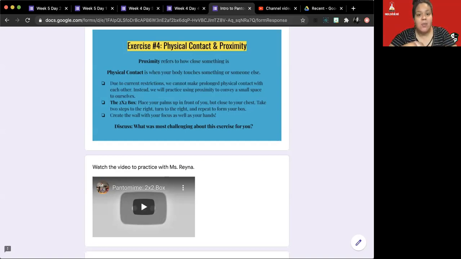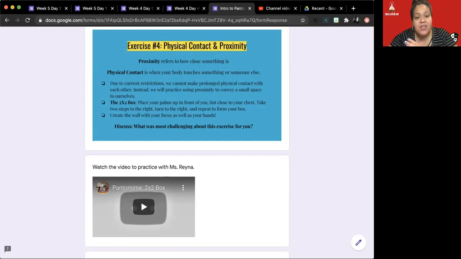And so we want to give our audience, because in pantomime you're only using your body, there's no extra stuff there to help the audience see what you're doing, we want to use all the clues that we can to help the audience understand what story we're trying to tell. And that includes physical contact and proximity.